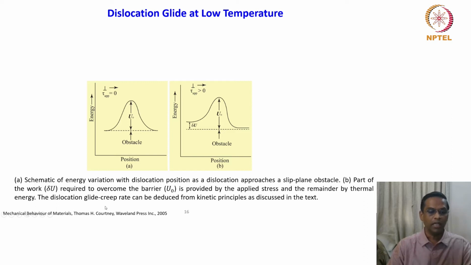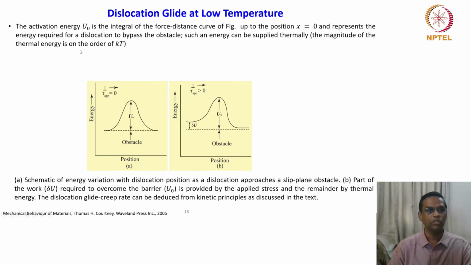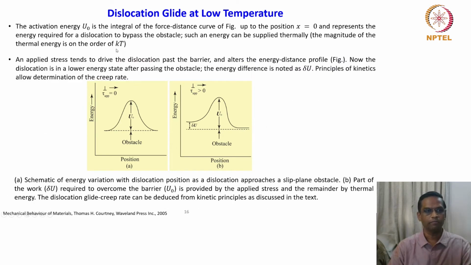The dislocation glide creep rate can be deduced from the kinetic principles as discussed in the text, which we are going to see. So the activation energy U naught is the integral of the force distance curve. This already we have seen. We have enough background to understand this, which is up to the position x equal to 0, and it represents the energy required for a dislocation to bypass the obstacle. Such an energy can be supplied thermally. The magnitude of the thermal energy is in the order of kT.